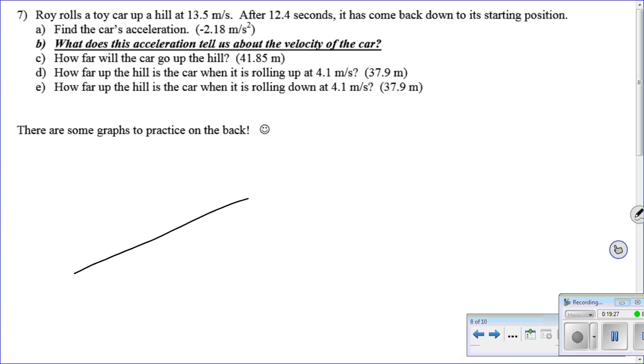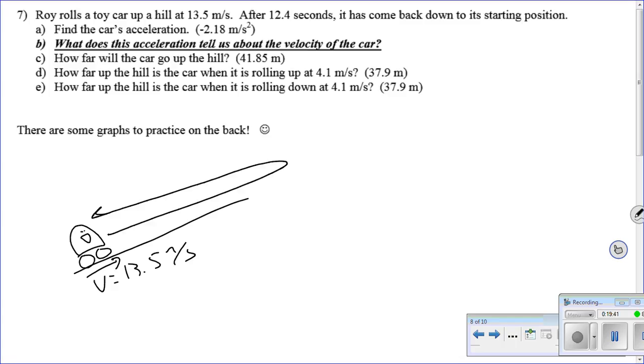Here we go. Here is our car, going up the hill at, what does it say? 13.5 meters a second. So it's going to go up the hill, it's going to come down the hill. I know up here the velocity is 0. I know down here the velocity is negative 13.5 meters a second. And then it says after 12.4 seconds, it has come back down to its original position. So I know the time to get here is 12.4 seconds.